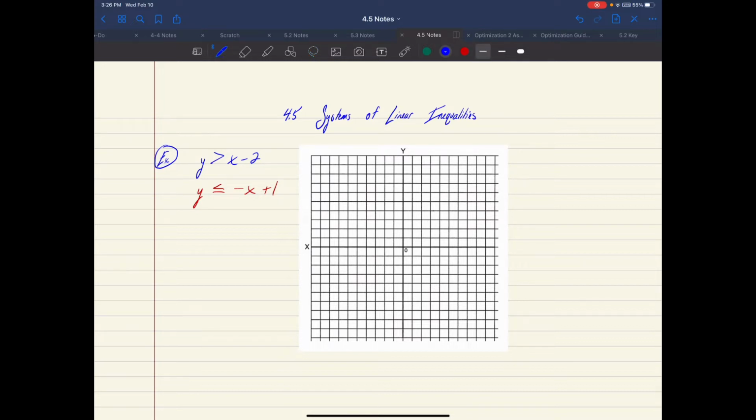With this one, we have y is greater than x minus 2. Since this is a greater than sign with no equal sign, this one will be dashed. In blue, I'm going to graph the line x minus 2. So I go to negative 2, it's a slope of 1. And this is a dashed line, so I'll draw that and erase like I have been doing.